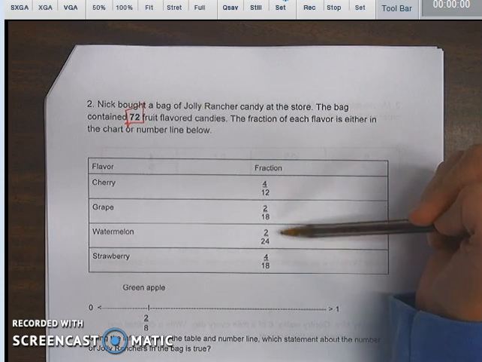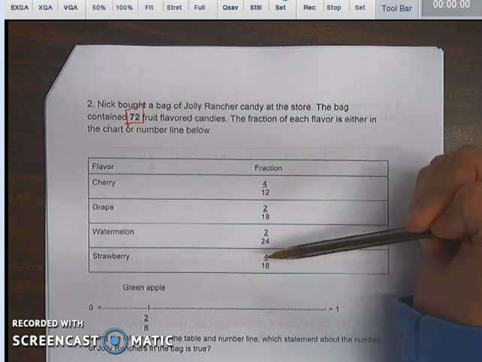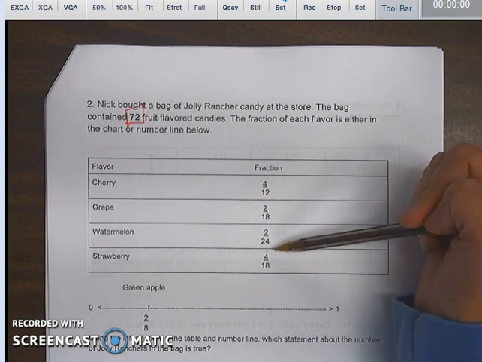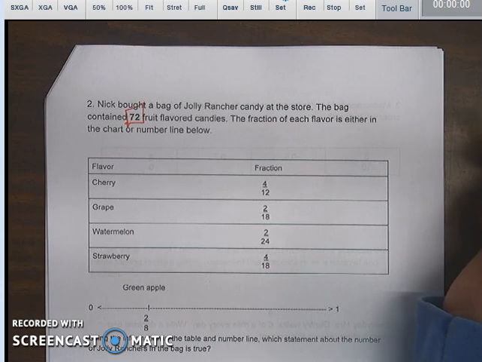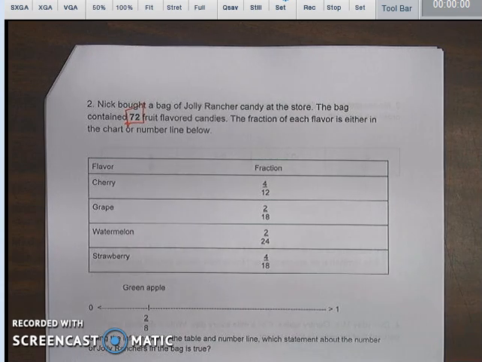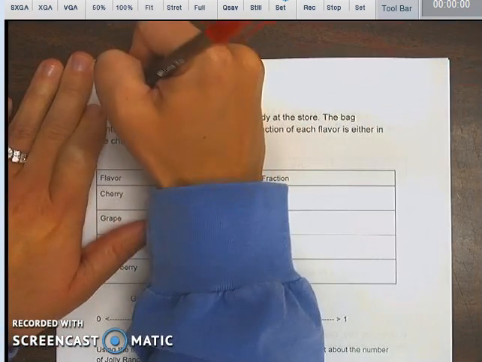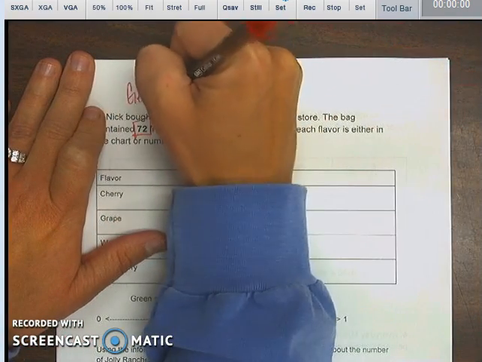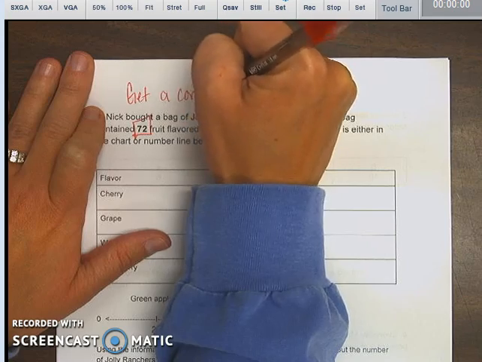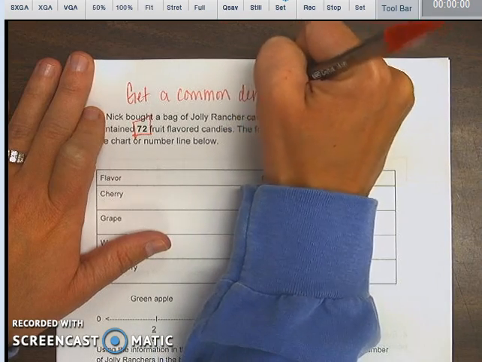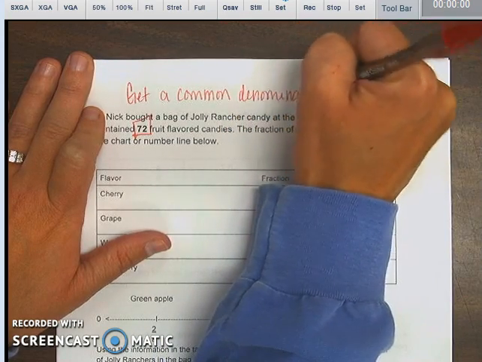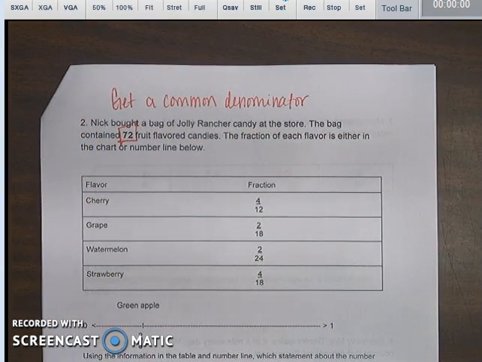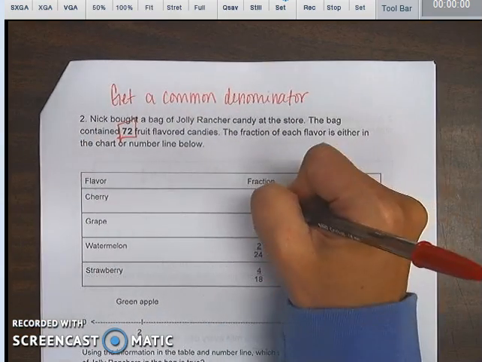2/18 of the bag was grape. 2/24 of the bag was watermelon. 4/18 of the bag was strawberry. Okay, the easiest thing to do, and my tip on this one, is get a common denominator. Well, the common denominator is already given to you. It's right here, 72.